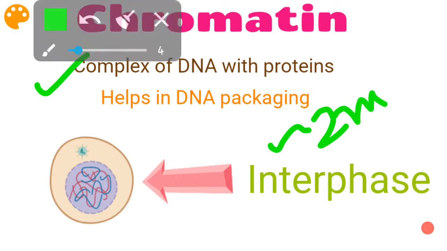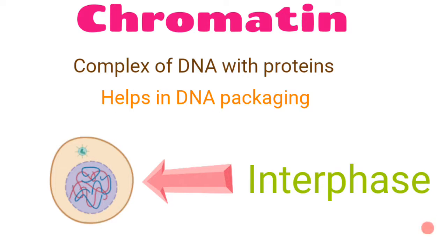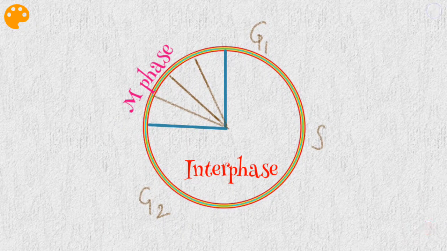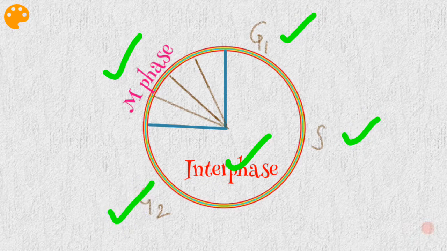Now the structure of chromatin will vary in different phases of the cell cycle. Here you can see that this is the cell cycle. Cell cycle basically consists of interphase and M phase. Interphase is the phase where the cell prepares itself for dividing into the daughter cells. M phase is the phase where the parent cell divides into the daughter cells, right? Your interphase consists of G1 phase, gap 1 phase, synthesis phase and gap 2 phase, right?